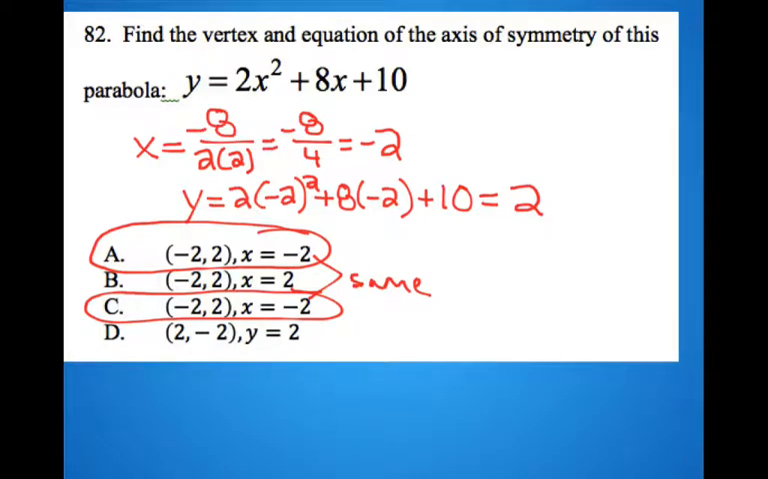This is our negative b over 2a formula. So when you do that, you get negative 2 for the negative b over 2a. That's your axis of symmetry. And then you have to take that negative 2 and plug it in for all the x's, and you get 2. So negative 2, 2 is your vertex.